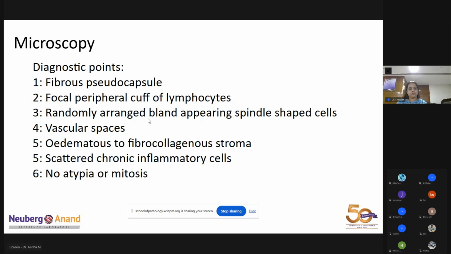So summarizing the microscopic findings, there is a fibrous pseudocapsule. There is some focal peripheral cuff of lymphocytes. Randomly arranged, bland appearing spindle shaped cells are seen. Some vascular spaces are there. The stroma is mostly edematous to somewhat fibrocollagenous. There are scattered chronic inflammatory cells and there is no atypia or mitosis.